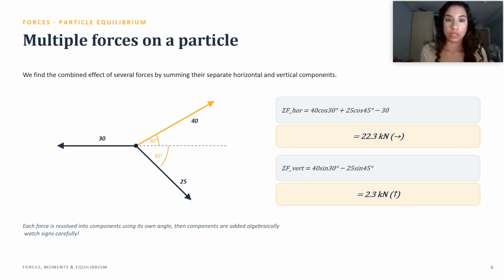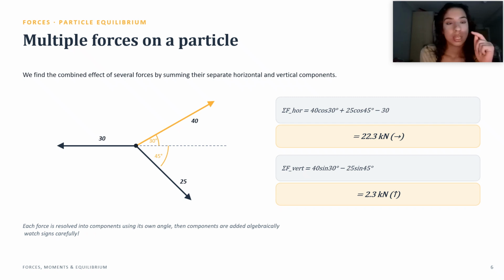Now the diagonal ones, we will have to resolve them to get horizontal and vertical. For example, the 40 kilonewton one, you will resolve it: 40 cos 30, that's horizontal, 40 sin 30, that is vertical.